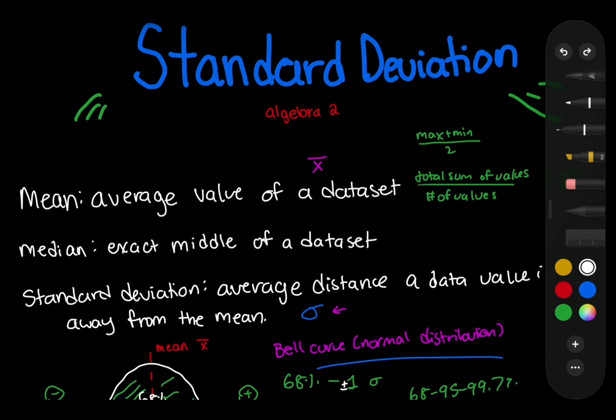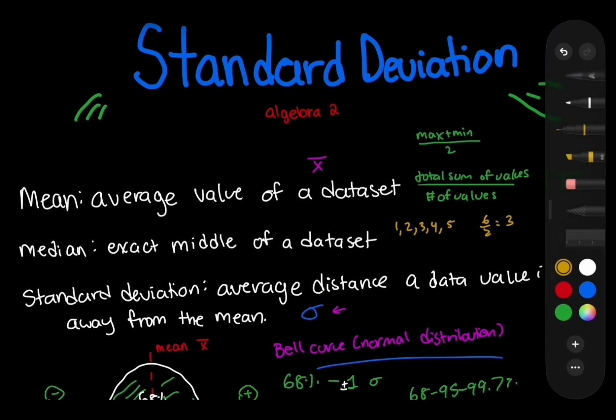The median is the exact middle of a data set. So the way you can do this is that you can order it from least to greatest value and then just find the exact middle point. Let's say you have 1, 2, 3, 4, 5. You can take the maximum and minimum value, which is 1 and 5, and you add them, you get 6, and you divide it by 2, and you get 3.